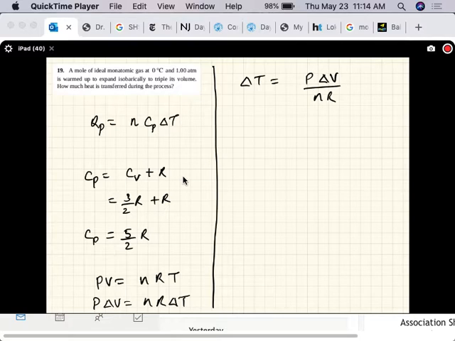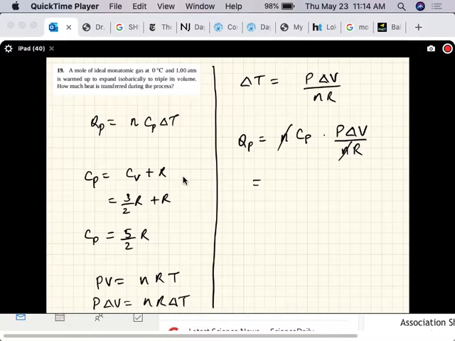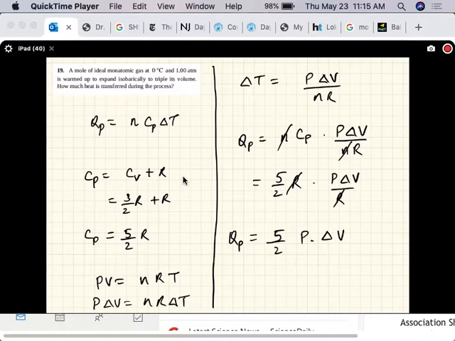Okay, and we'll substitute that in the expression for Qp. So Qp is n Cp times delta T, which is P delta V over nR. Then n cancels. Cp is 5/2 R times P delta V over R, and the R cancels as well. So the amount of heat added in this isobaric process is 5/2 P times change in volume.